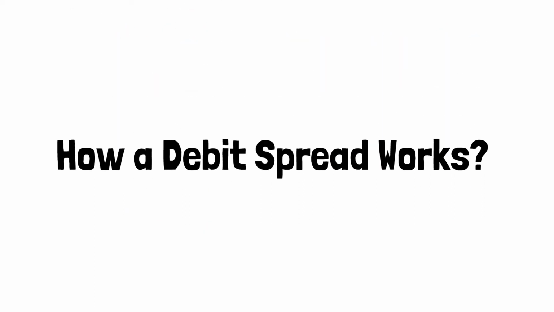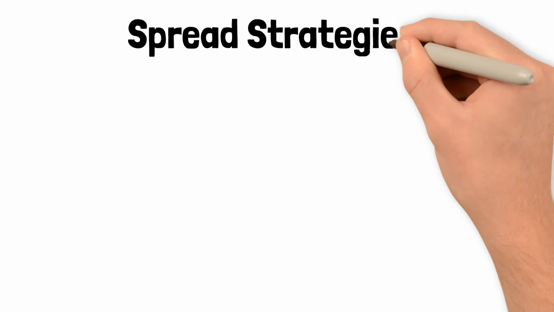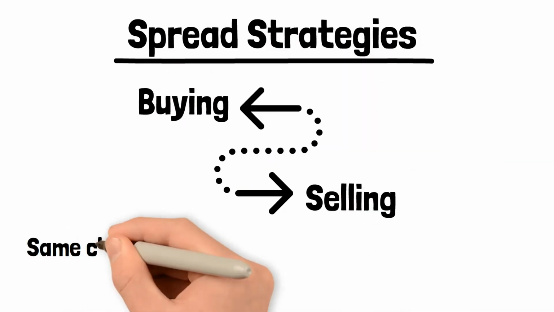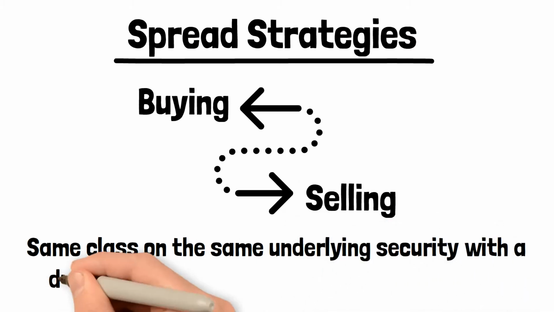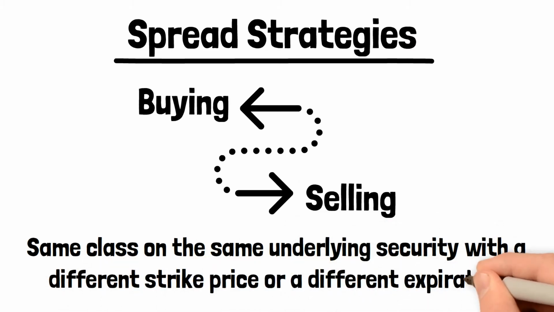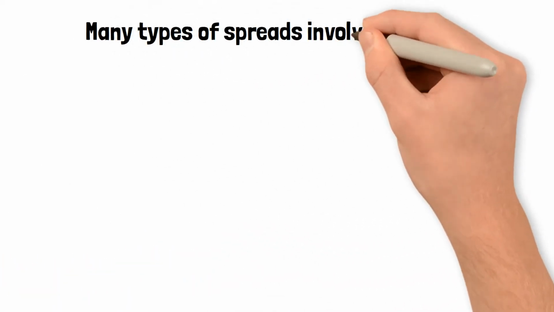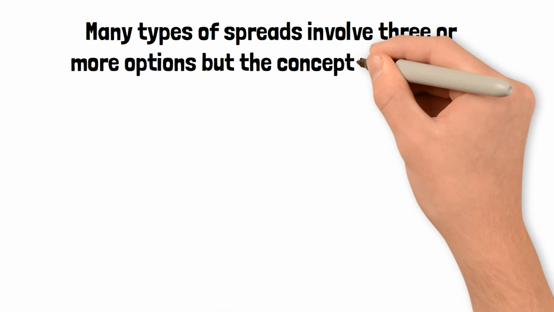How a debit spread works. Spread strategies in options trading typically involve buying one option and selling another of the same class on the same underlying security with a different strike price or a different expiration. However, many types of spreads involve 3 or more options, but the concept is the same.